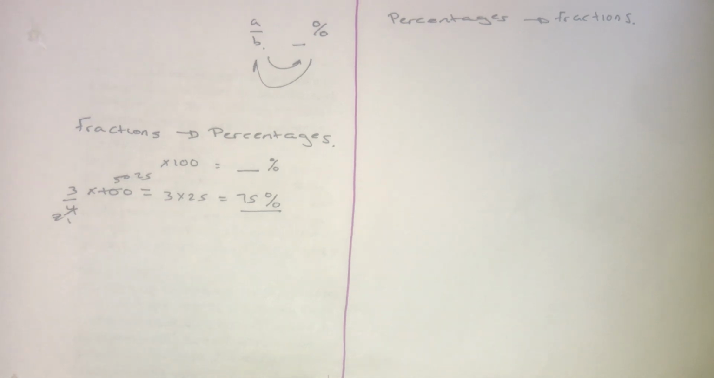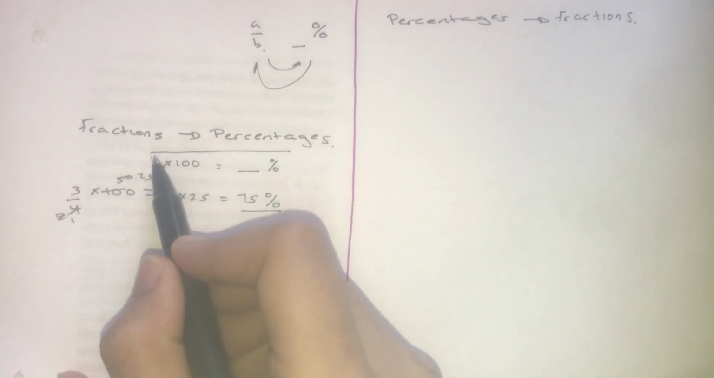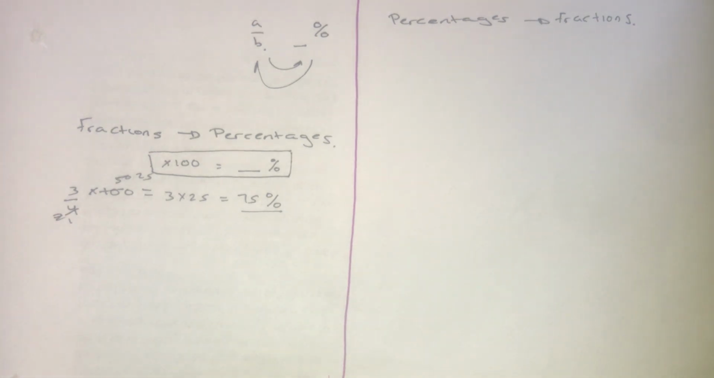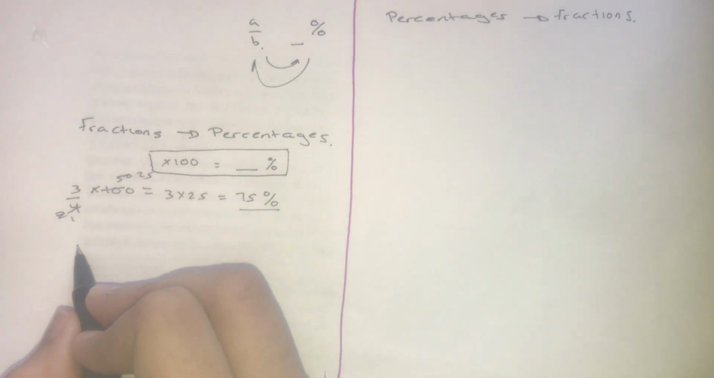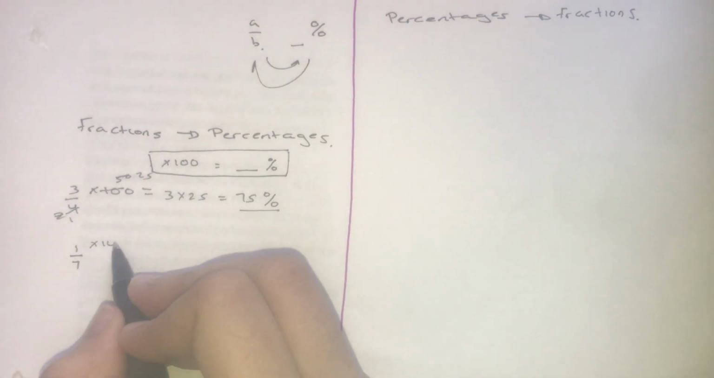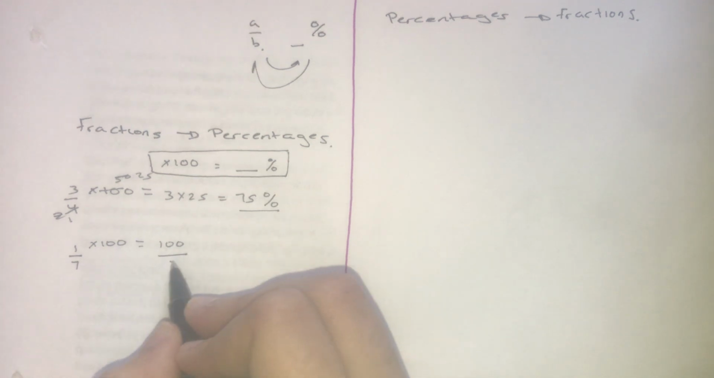Isn't that simple? Converting from fractions to percentage is really easy. The only thing you need to do is multiply by 100 and put the percentage sign at the end. Another example that I would like to show you is 1 over 7. All you gotta do is multiply by 100 again, and you're going to get 100 over 7.